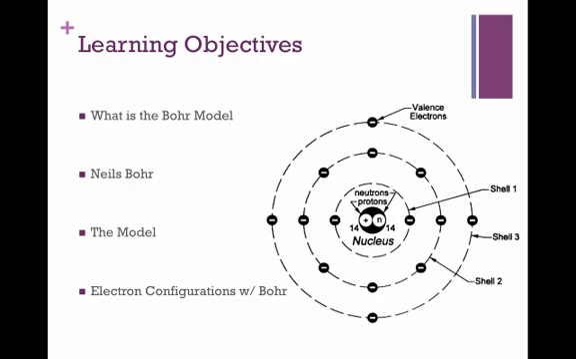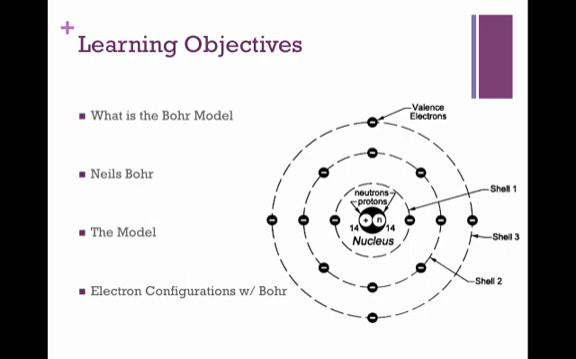Just a quick list of learning objectives to go along with this discussion. First, we'll talk about what the Bohr model is itself, a very general overview. We'll then talk about the scientist responsible for creating it, a fellow by the name of Niels Bohr. We'll then talk about the actual usage and application of the model, get into some of the more detail, and finally, and probably most importantly, we'll end with a discussion on things called electron configurations.